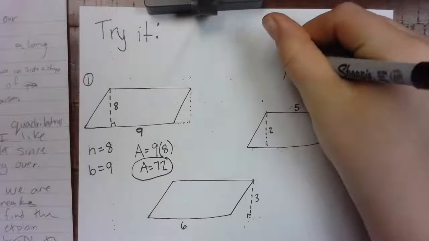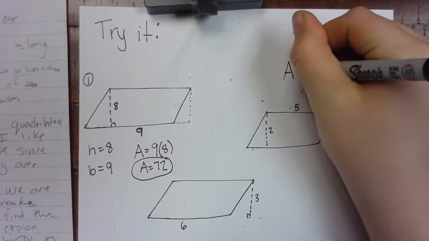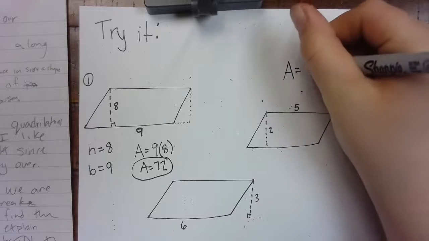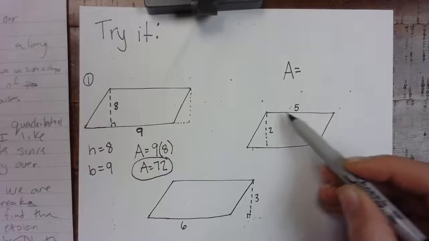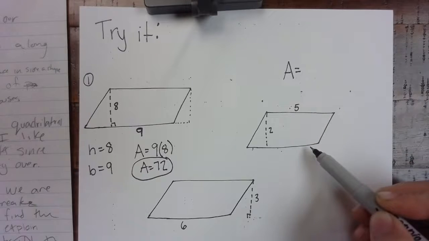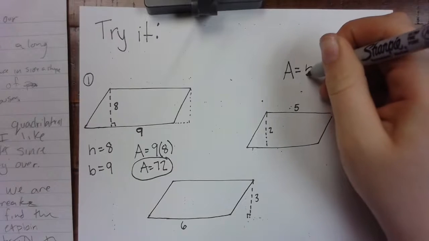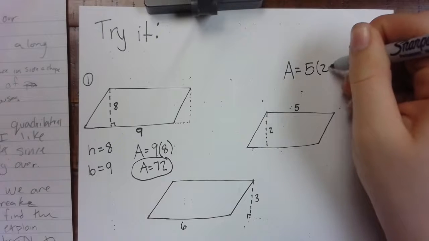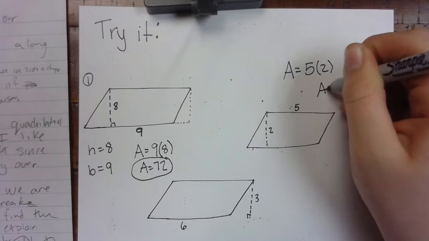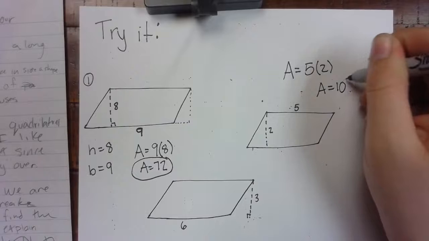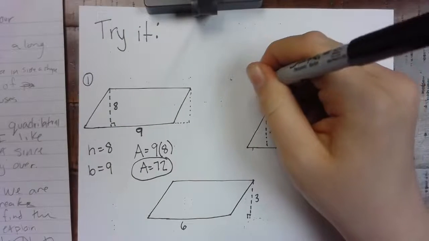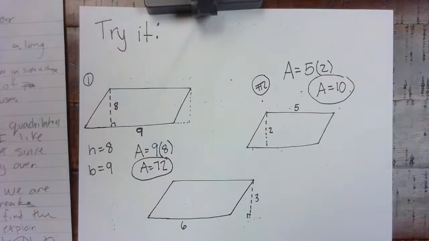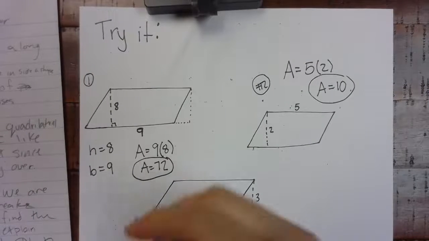Again, my area is going to equal my base. Sometimes your base is going to be up top, but that's the same length as the bottom line. So still, it's my base times my height. And we know that 5 times 2 is 10. So that is the area of the second parallelogram. Let's go down to the third parallelogram.